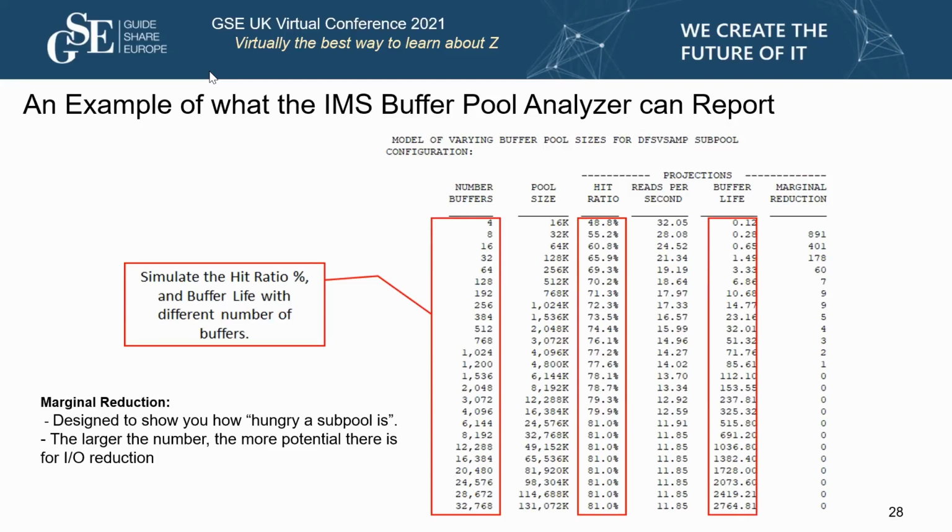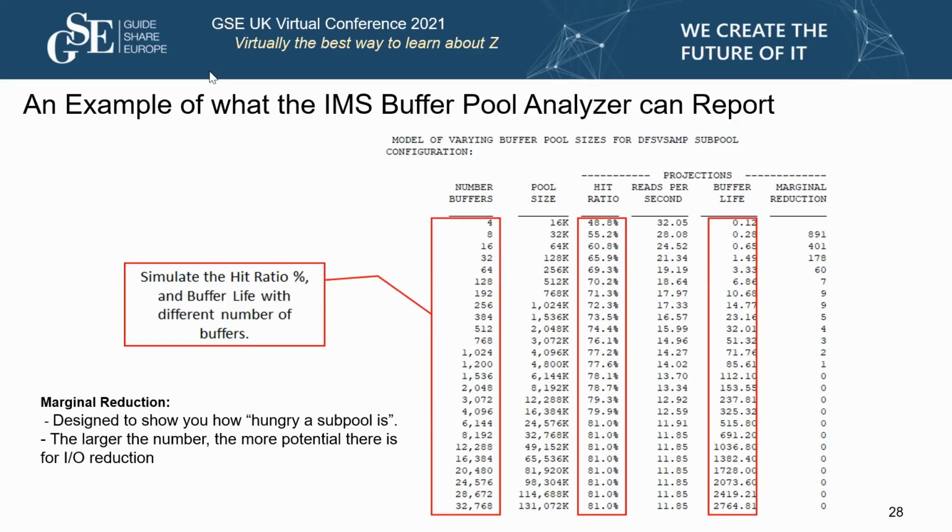Key value, though, that I want to point out here is marginal reduction. You'll see this in other reports as well. Marginal reduction is designed to get your attention and show you how hungry a subpool is. When you look at the BPA reporting, searching for your tuning opportunities, you look for the larger numbers in this field. This means potential IO reduction. In this particular report, you'll see the marginal reduction reach a point of diminishing returns as well. Pay attention to this as you perform your IMS buffer pool tuning.